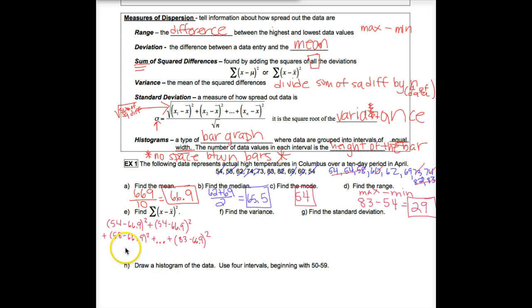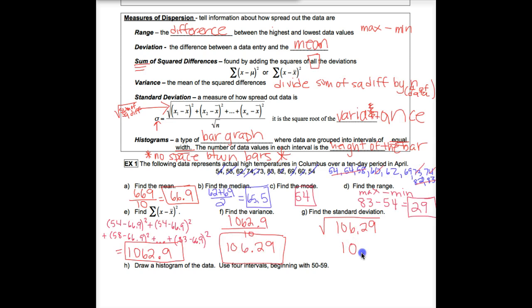All right, and I double checked my answer. If you do not get the same thing as me, you should get 1062.9. That's going to be the sum of the squared differences. Now remember, starting with the sum of the squared differences, the next ones are just steps. To find the variance, take the sum of the squared differences and divide by the number of data points, which is 10. So my variance is going to be 106.29. And then finally, to find the standard deviation, all we do is take the square root of the variance. So our standard deviation should be about 10.3.